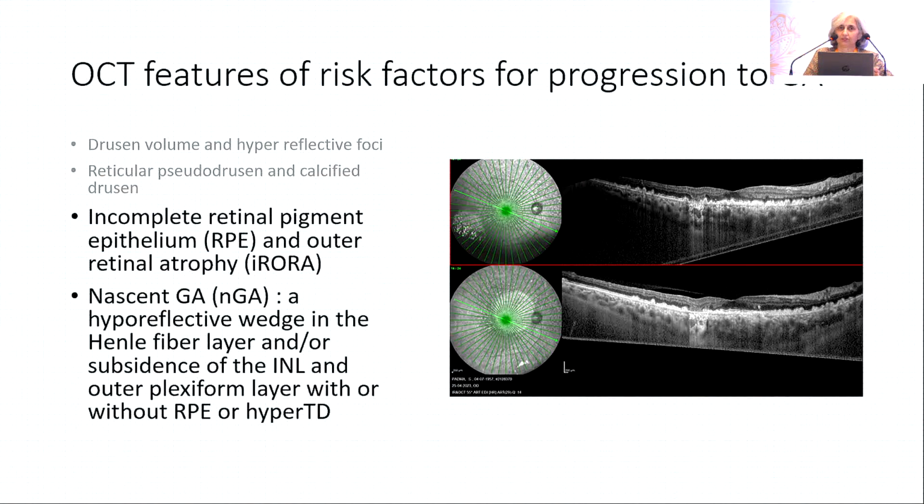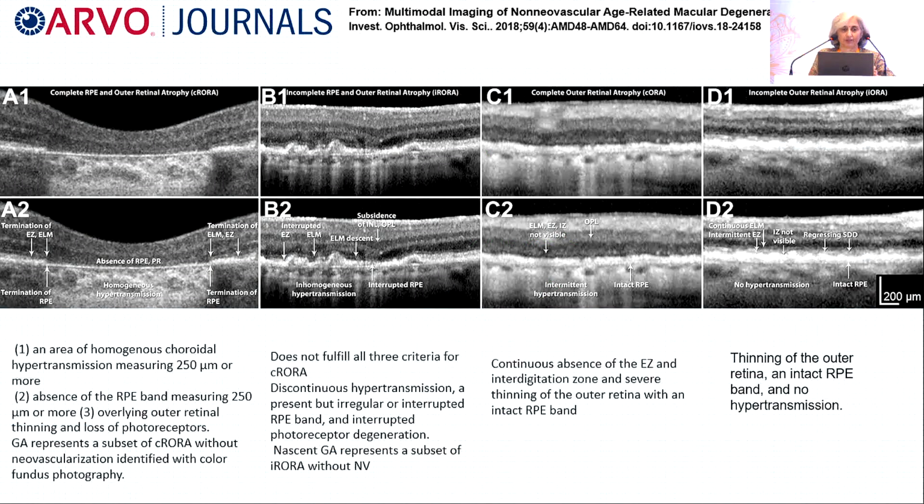And we've all known that the CAM study group gave various risk factors for progression to geographic atrophy. What are the high risk factors are incomplete retinal pigment epithelium and outer retinal atrophy, such as iRORA here. Nascent geographic atrophy, where you see subsidence of the inner nuclear layer progressing to more atrophy over a period of time, and this is a 2-year period.